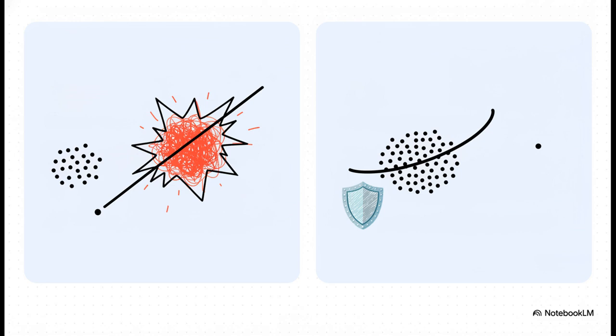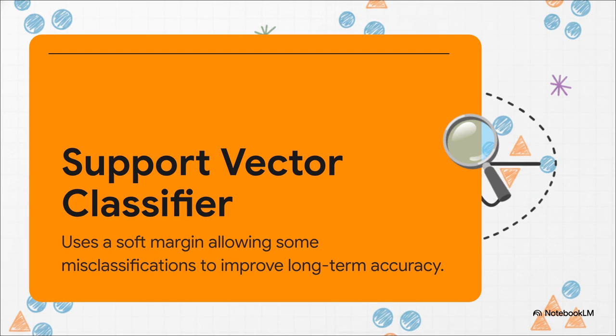But if we use a soft margin, we intentionally allow for some misclassifications. We essentially just ignore that heavy outlier. Now, this gives our model a higher bias initially, sure, but extremely low variance, meaning it performs much, much better when we test it on brand new data. And here's where the magic terminology comes in. When we intentionally use this soft margin to allow for those misclassifications, we're using what's called a support vector classifier.